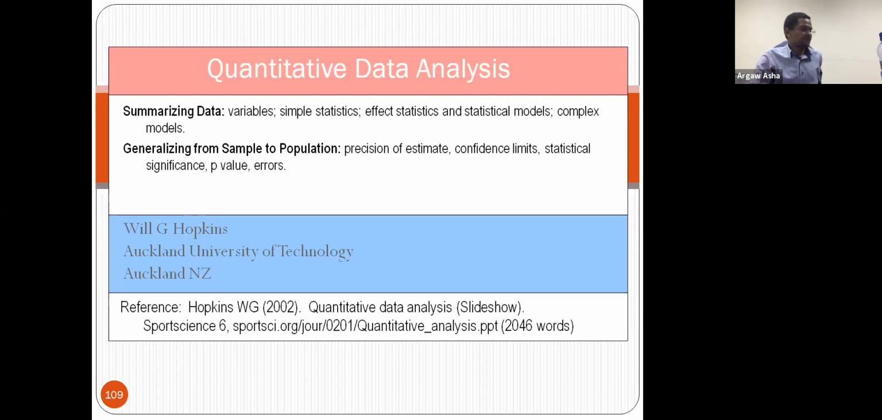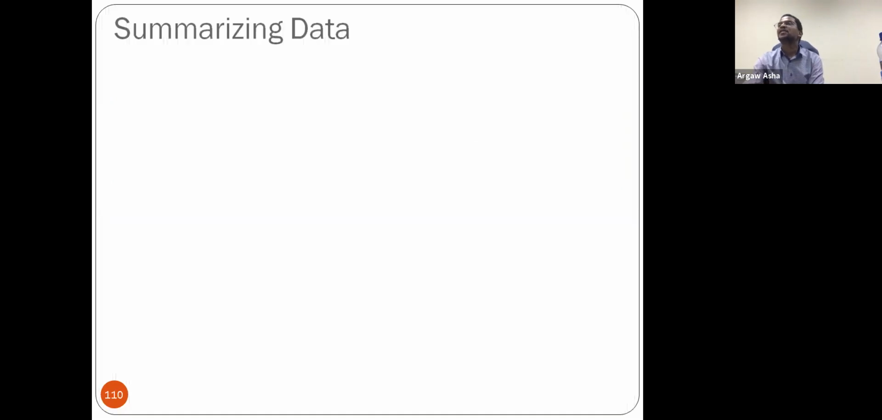When we talk about quantitative data analysis, basically we focus on summarizing data and then generalizing from a sample to the population. So whenever you are summarizing data, what is your variable? What is the variable? Which simple statistics methods you use, and how the models you are using in those cases.